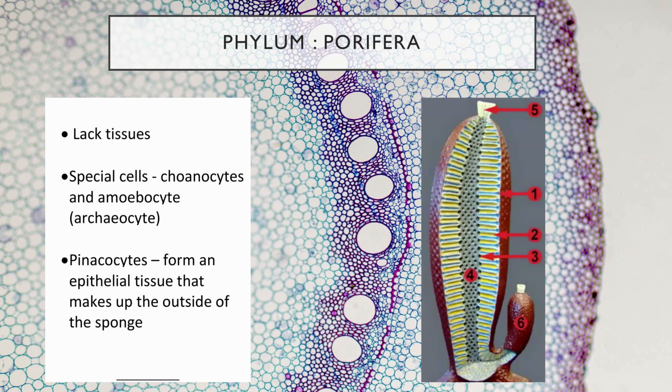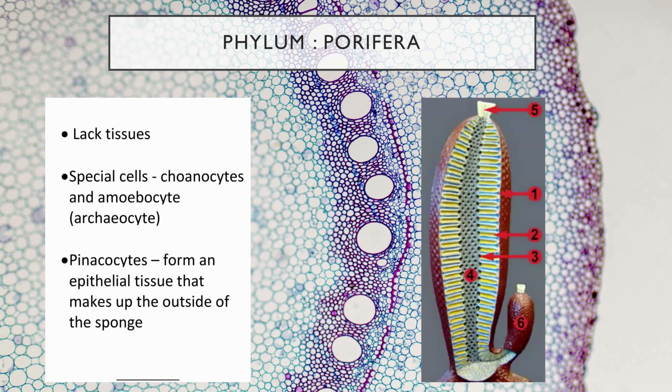They have two types of cells, choanocytes and amoebocytes, also called archaeocytes. Choanocytes work together, beating their flagellum, and create a water current that pulls water from the outside of the sponge through the pores into the incurrent canal and radial canals. The picture shows number 2, which is the radial canal lined by choanocytes.